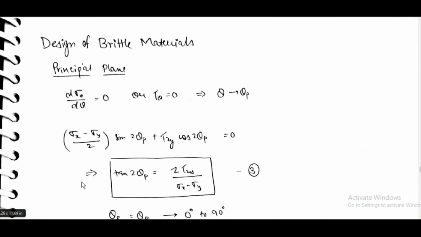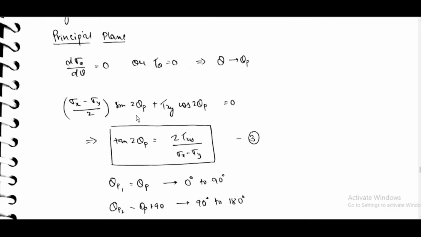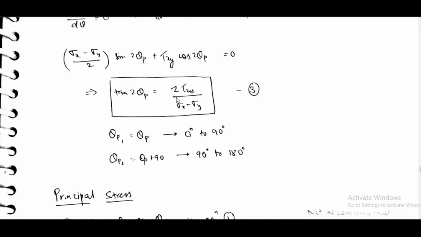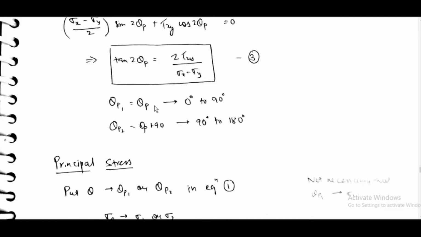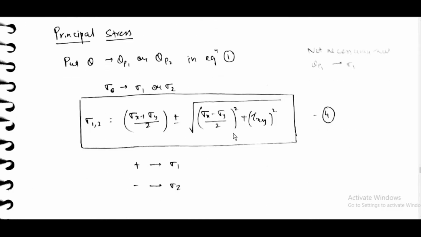And design of brittle materials, principal plane. d sigma theta by d theta is equal to 0 or tau theta is equal to 0, as theta tends to theta p. Sigma x minus sigma y by 2 sin 2 theta p plus tau xy cos 2 theta p is equal to 0. Tan 2 theta p is equal to 2 tau xy by sigma x minus sigma y. Theta p1 is equal to theta p from 0 degrees to 90 degrees. Theta p2 is equal to theta p plus 90 degrees, from 90 to 180 degrees.